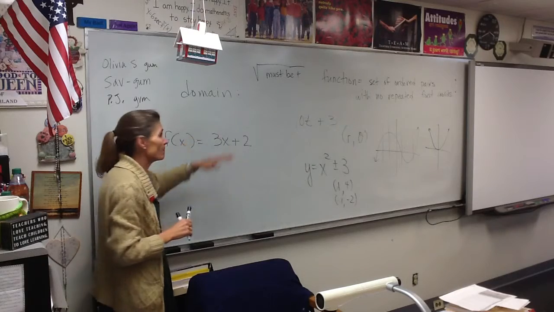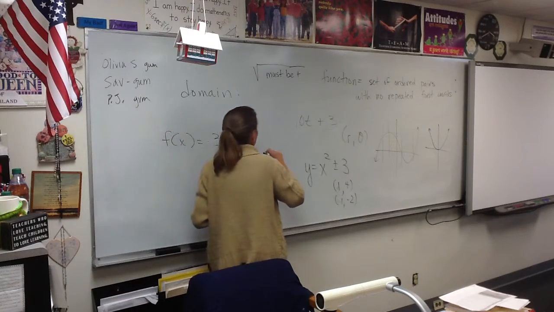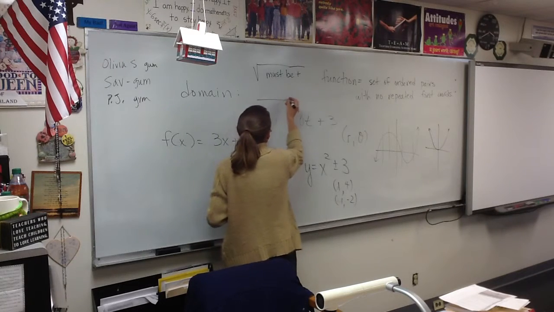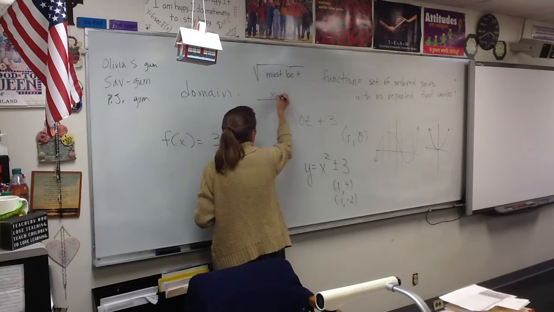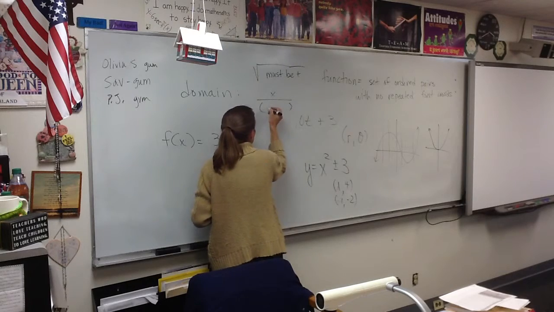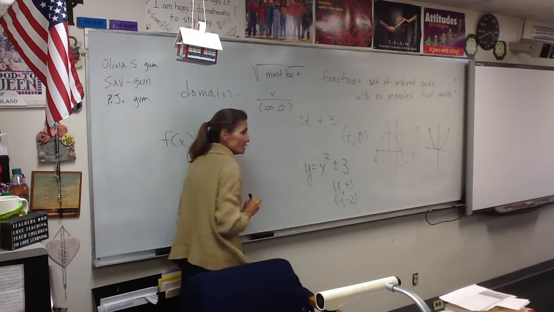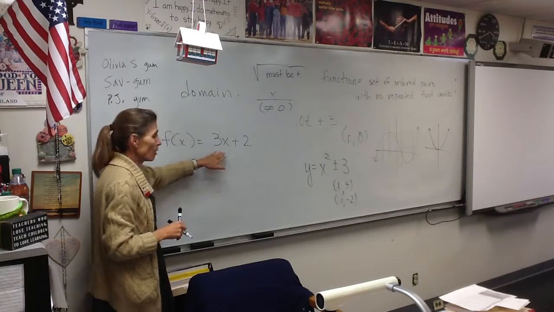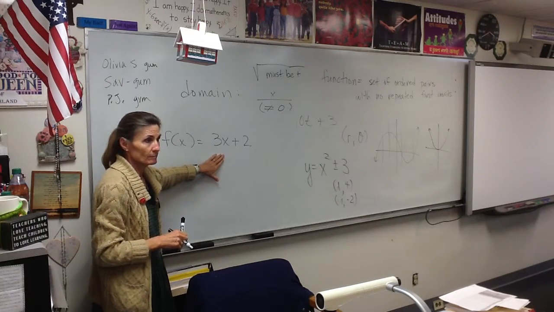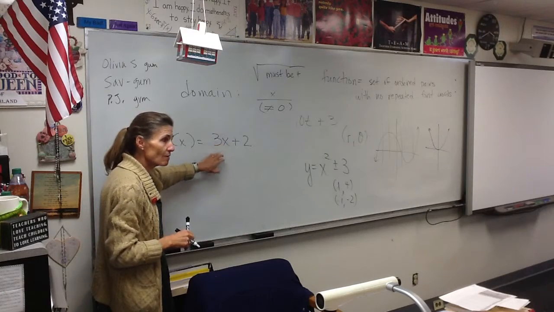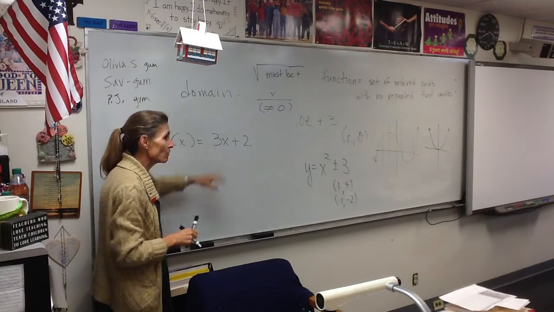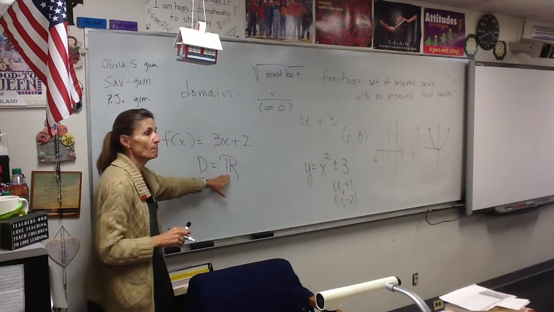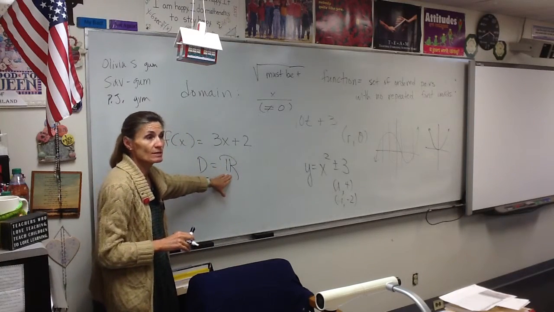Do I have a radical? Okay, so I don't need to worry about that. The other big red flag, and kids, these are huge red flags. If you have a fraction, whatever is in the bottom cannot be 0. Does this problem have a fraction? No. So it doesn't have a radical and it doesn't have a fraction. Its domain is the set of real numbers, and that's the symbol, in case you've never seen it before, for the set of real numbers.